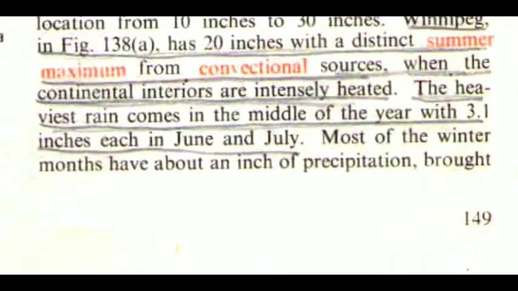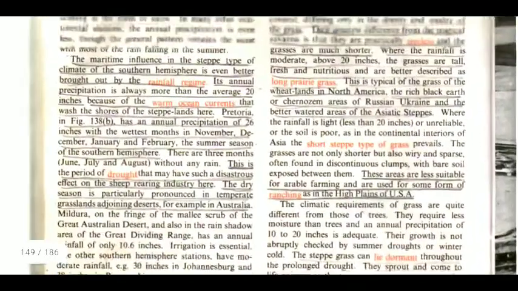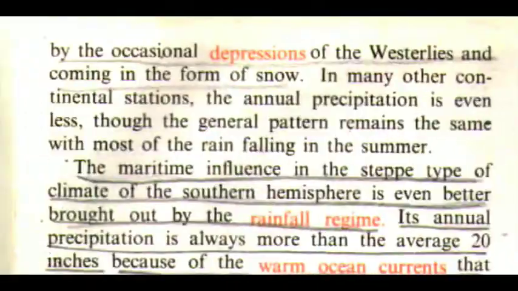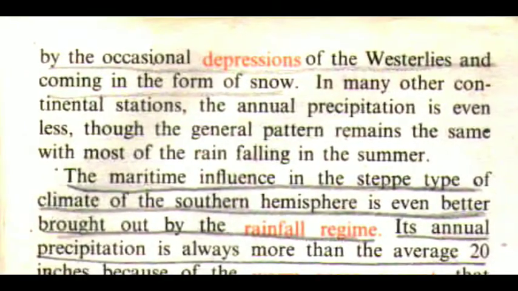Most of the winter months have about an inch of precipitation, brought by the occasional depressions of the westerlies and coming in the form of snow. In many other continental stations, the annual precipitation is even less, though the general pattern remains the same, with most of the rain falling in the summer.